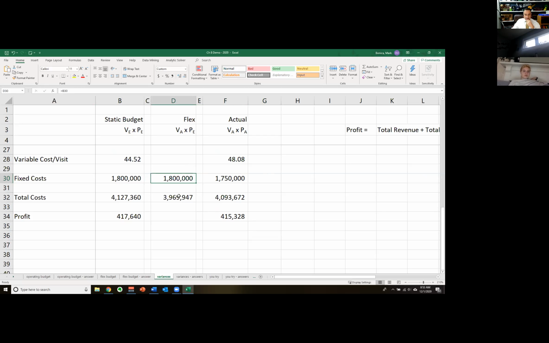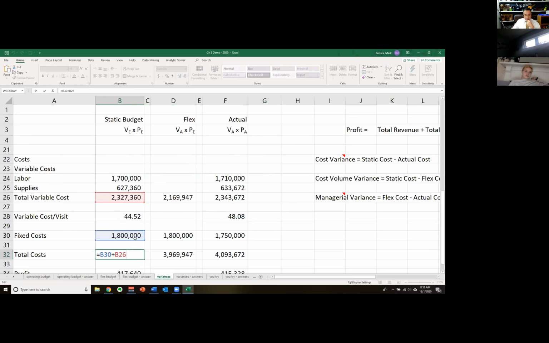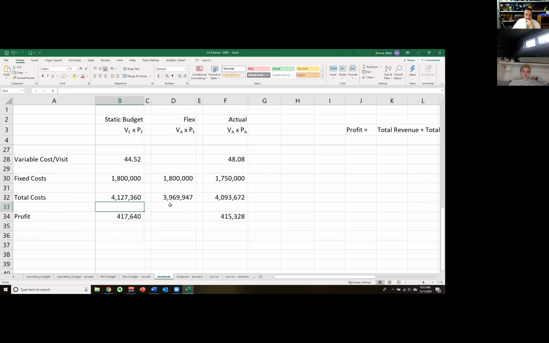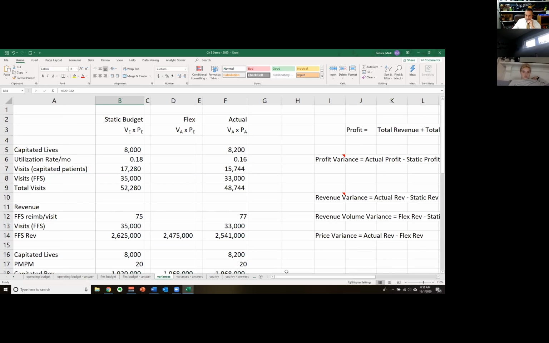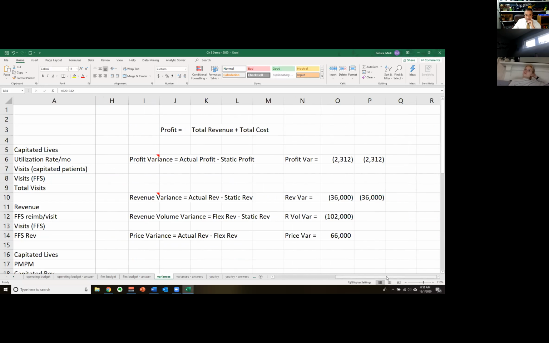So there's no variance there between the static and the flex in terms of volume, but there would be in terms of price. So then we total up our costs, right, by adding the variable cost and the fixed costs. And then that gives us our total costs, and our profit is simply revenue minus cost. All right, so that was a review of what we did last time. So I'm going to run quickly through these variances, and we'll wrap up on costs, which we hadn't finished.